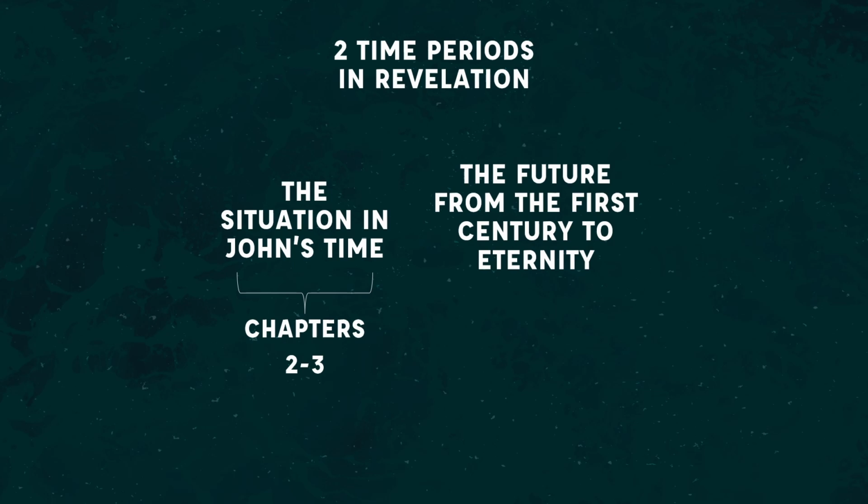So we have the 2 time periods again, the situation in John's time that chapters 2 and 3 cover, and then the future from the first century to eternity, which is chapters 4 through 22. That's the total future that John sees. And when we're looking at these chapters 4 and 5, for instance, they're really an introduction to that future.